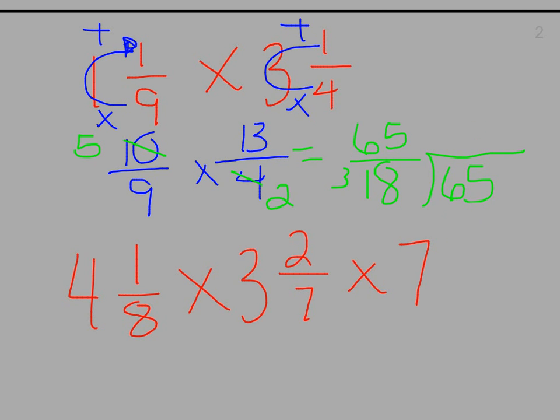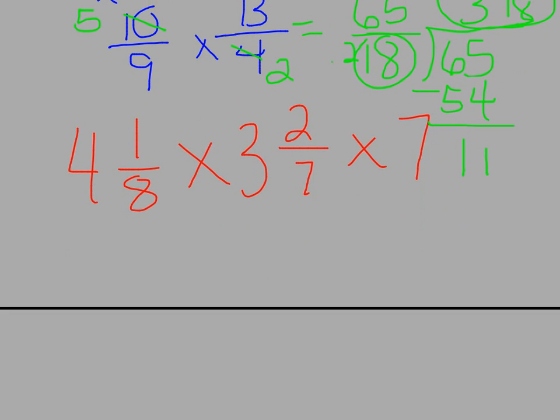So I will try 3 now. 3 times 8 is 24, and then 3 times 1 is 3, plus the 2 is 5, so it's 54. Leaves me with 11 left over, so it goes in there 3 times with 11 left over, and it's always over what we started with, which was the 18. So my answer is 3 and 11/18.